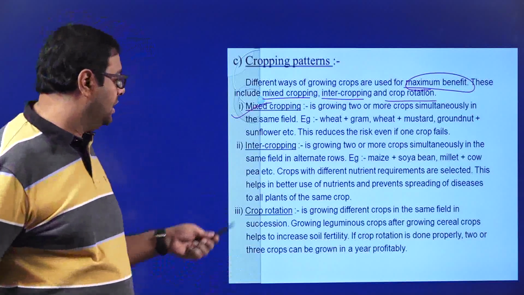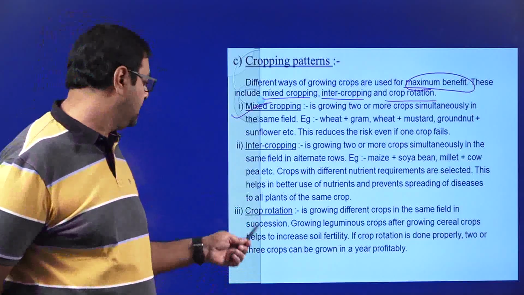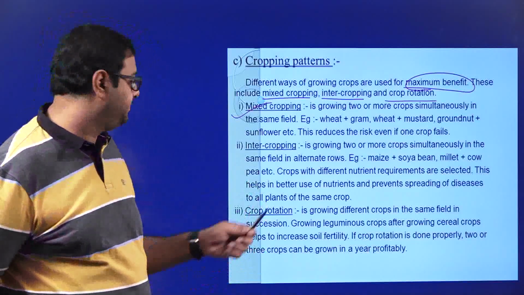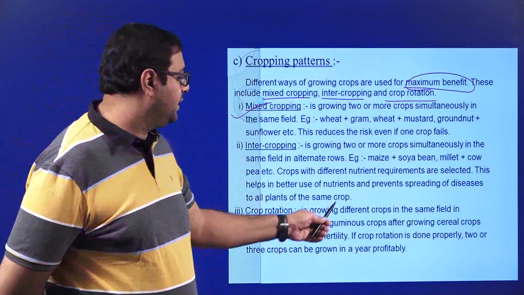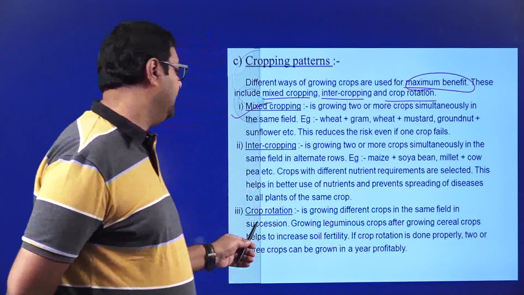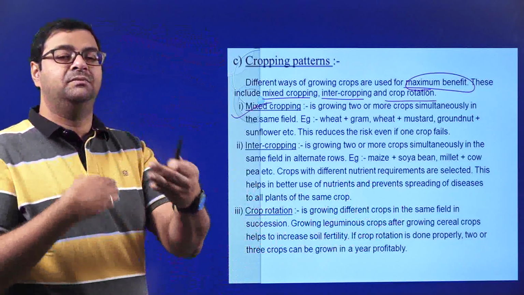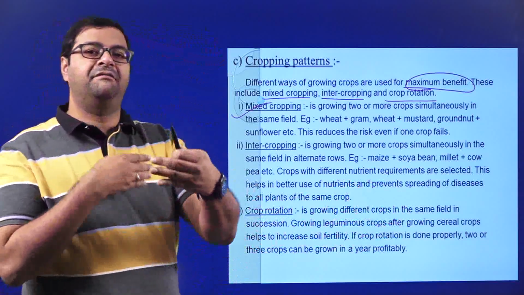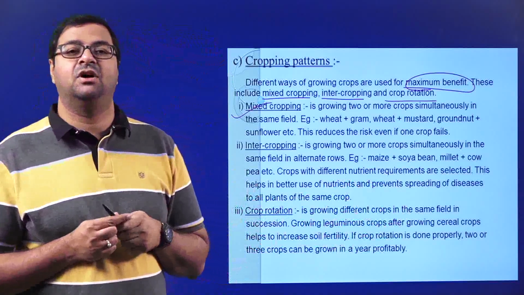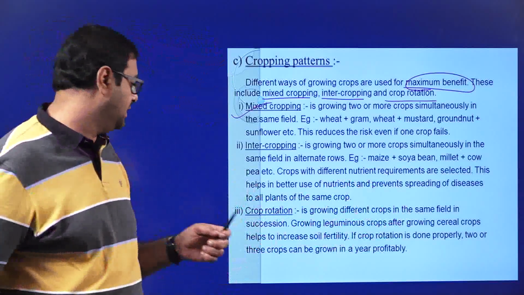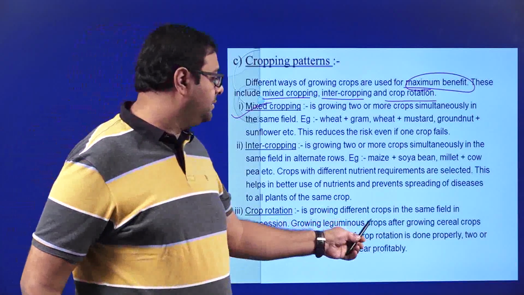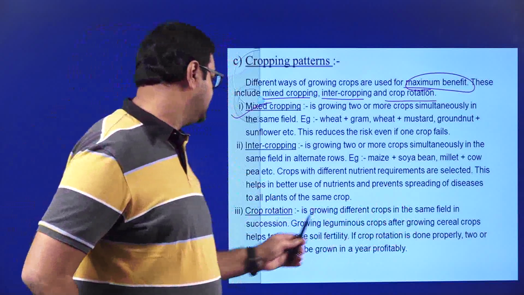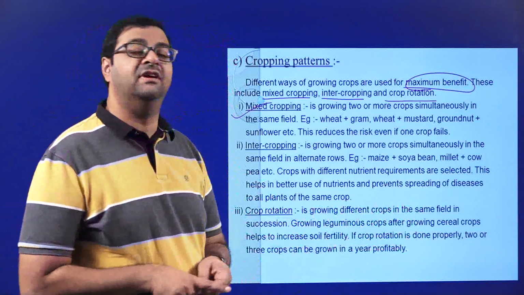Now, going on to the third one, which is crop rotation. Crop rotation is growing different crops in the same field in succession, so one after the other. That is what crop rotation is. Growing leguminous crops after growing cereal crops helps to increase soil fertility.